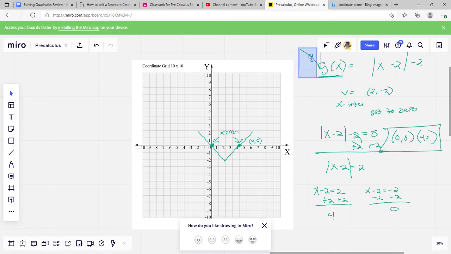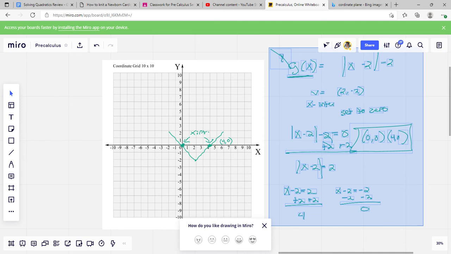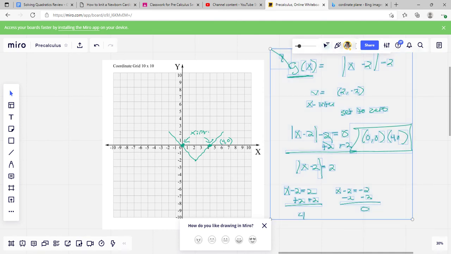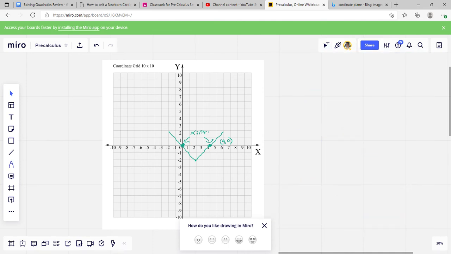Let's see if I can get rid of this without erasing my coordinate plane there. Yes. Alright, let's do another one.